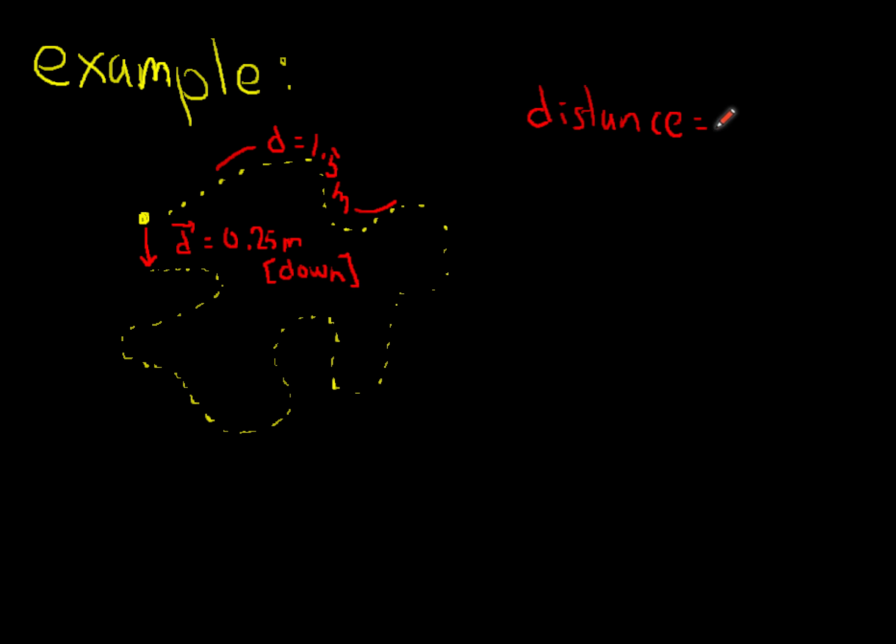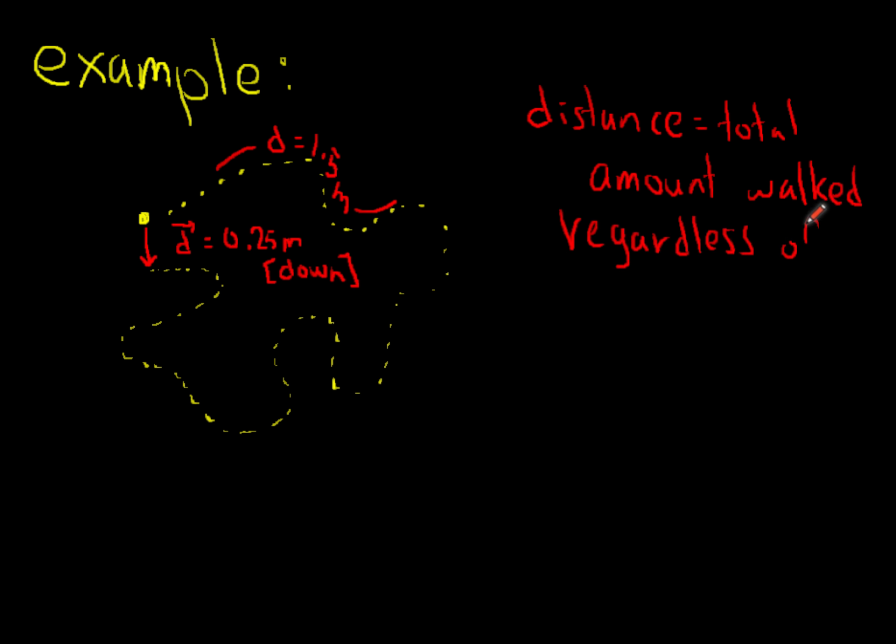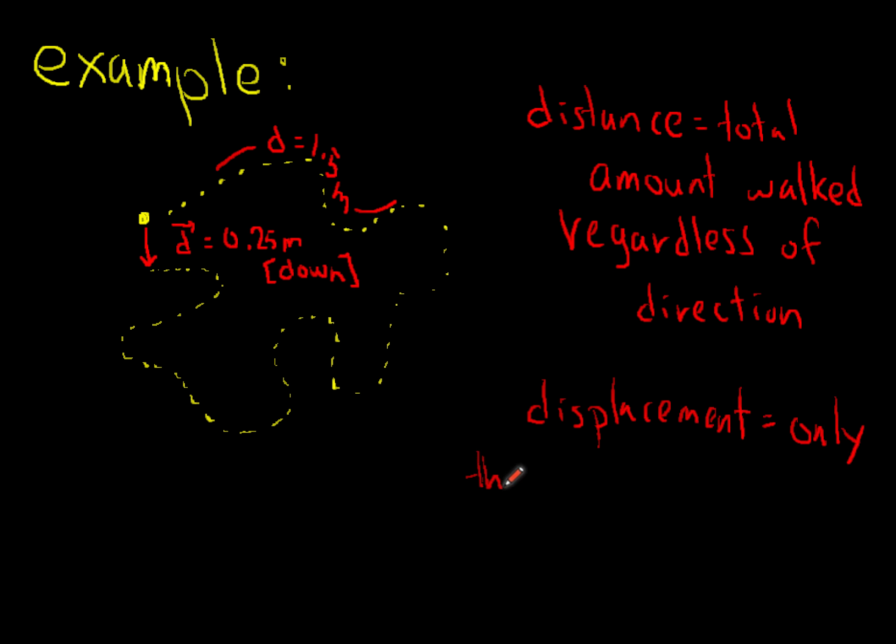Distance is the total amount walked, regardless of direction. Displacement only takes into account the amount of length from start to finish.